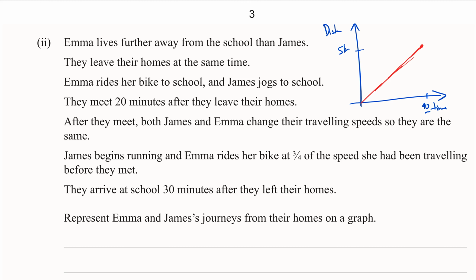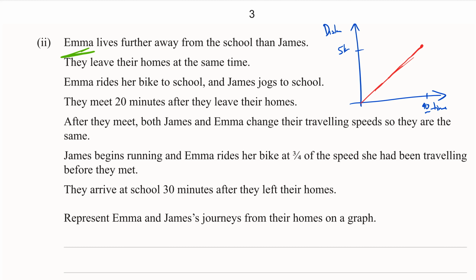So he runs 5Ks in 40 minutes, and that's how far away the school is. Now Emma actually lives further away from the school than James. I'm going to go with Emma with a green line. So I'm going to go with this color here.